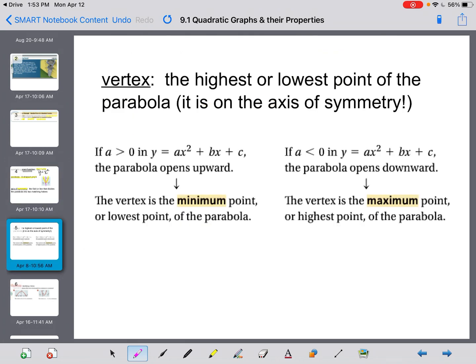All right, the vertex, last vocab word for today, is the highest or lowest point of the parabola. So you're going to have something that either looks like this or like this, depending on your a value. And this vertex would be the very lowest or highest point.